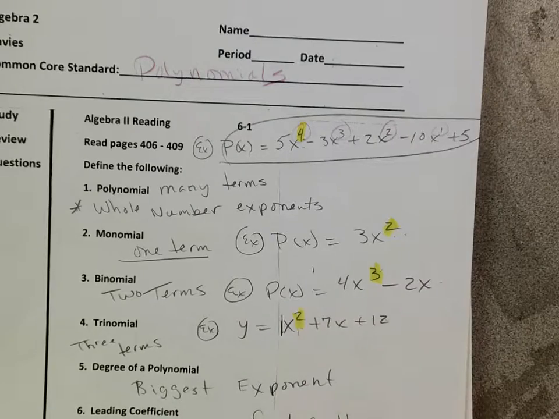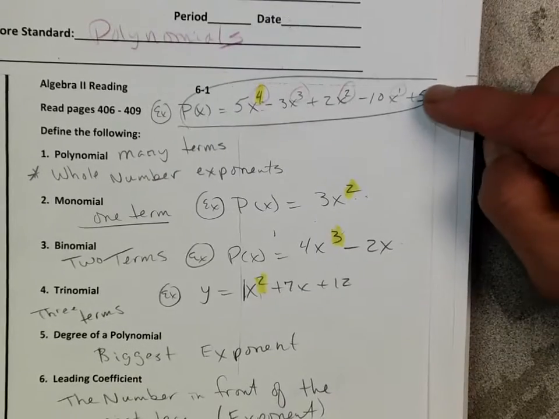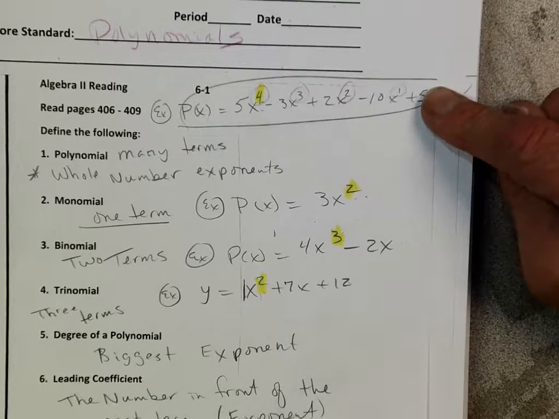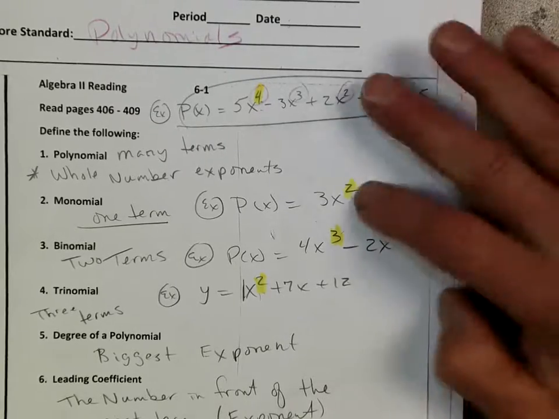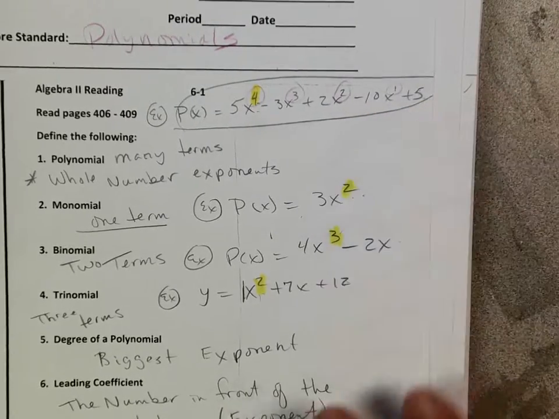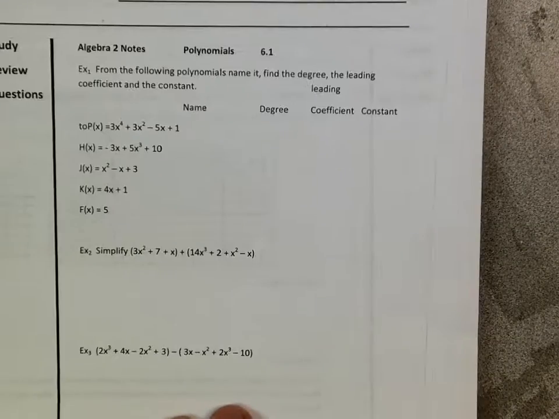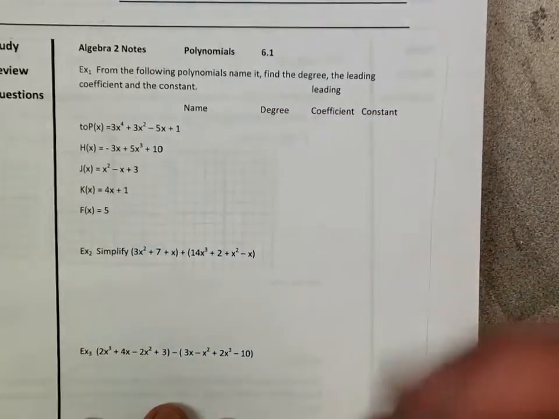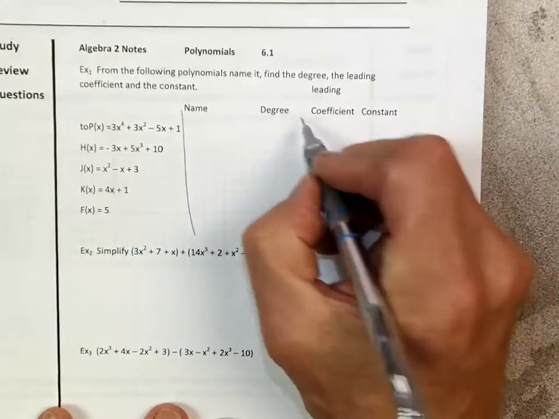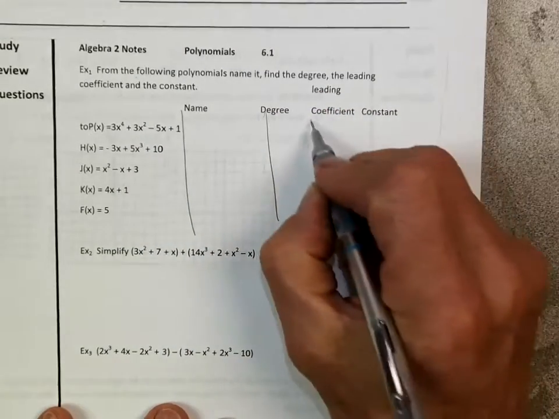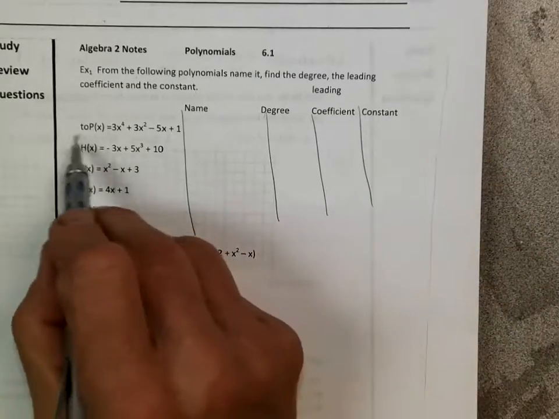And there's also a thing called the constant. The constants are the numbers that do not have a variable, which are 5, 0, 0, and 12. Okay, so now let's look at the actual notes, right? So the actual notes start off with just some easy stuff. And we're going to name them. We're going to find their degree. We're going to find the leading coefficient. We're going to figure out what the constant is, okay?